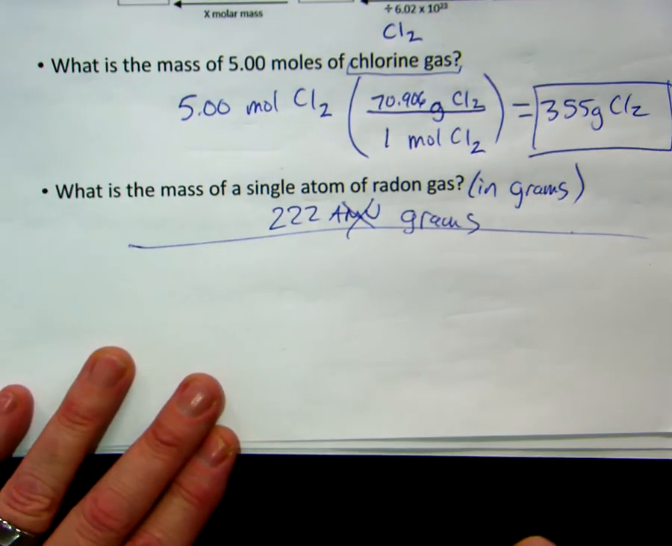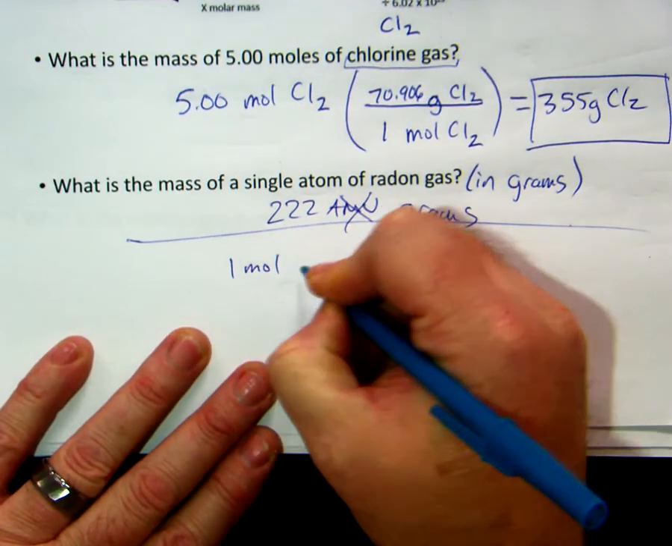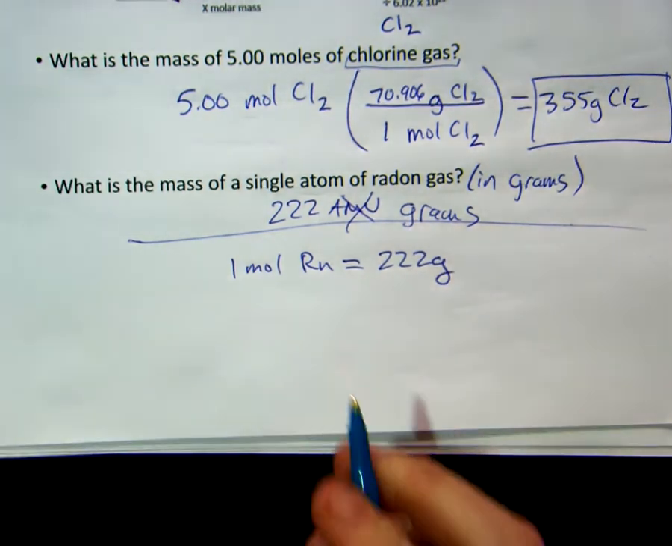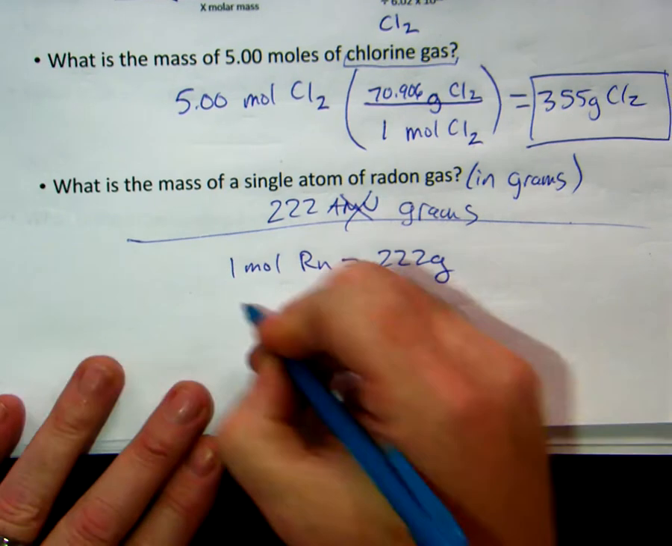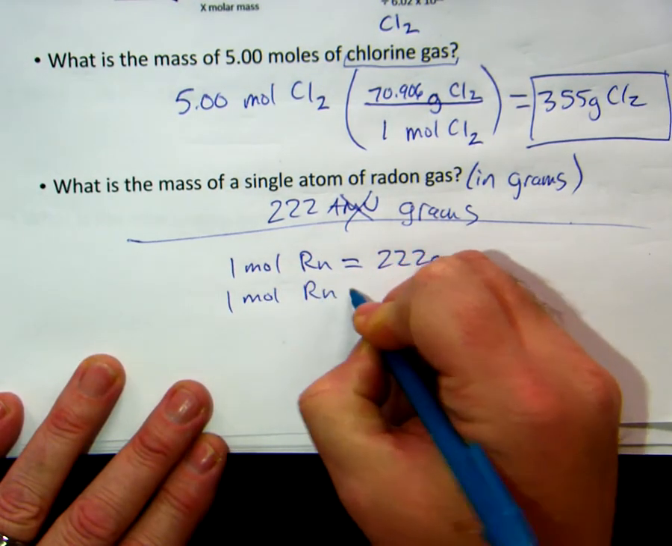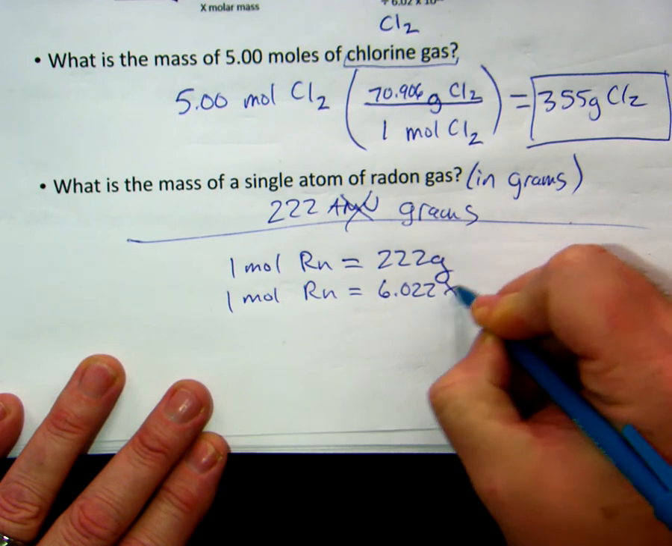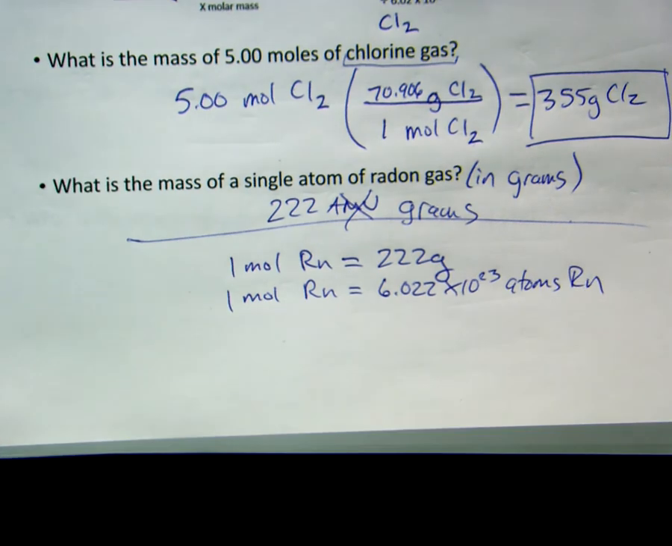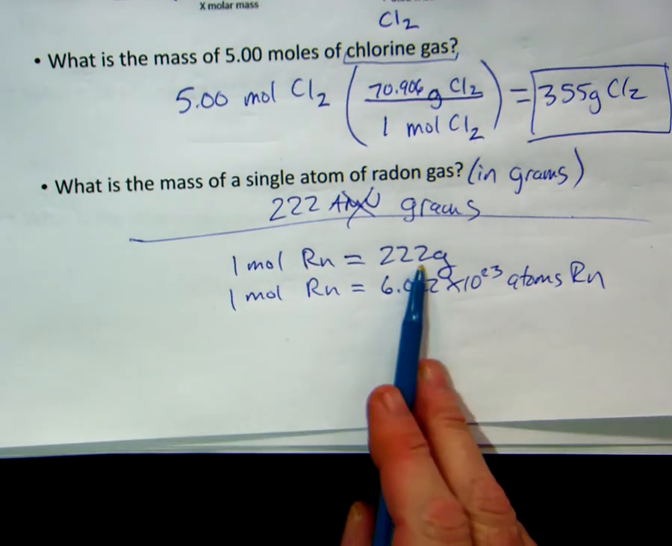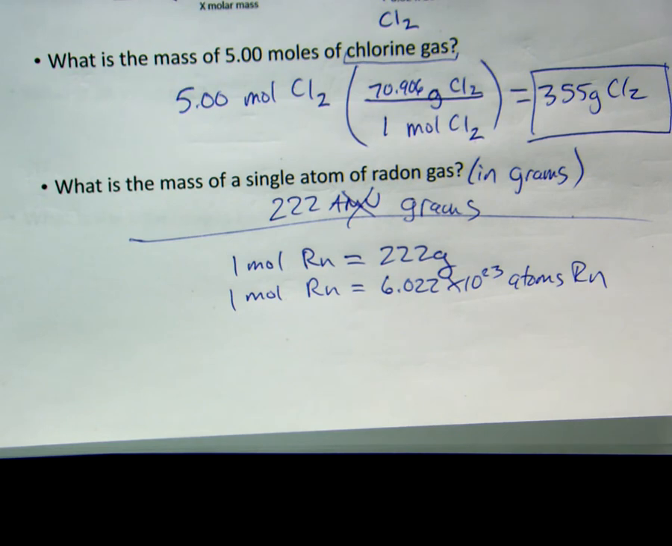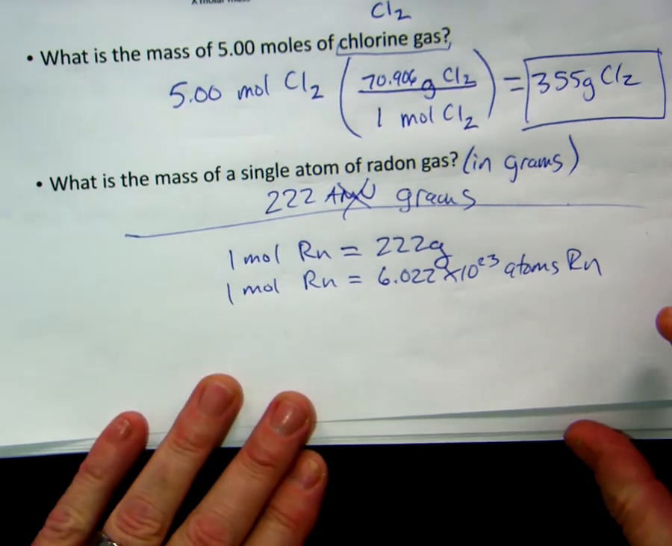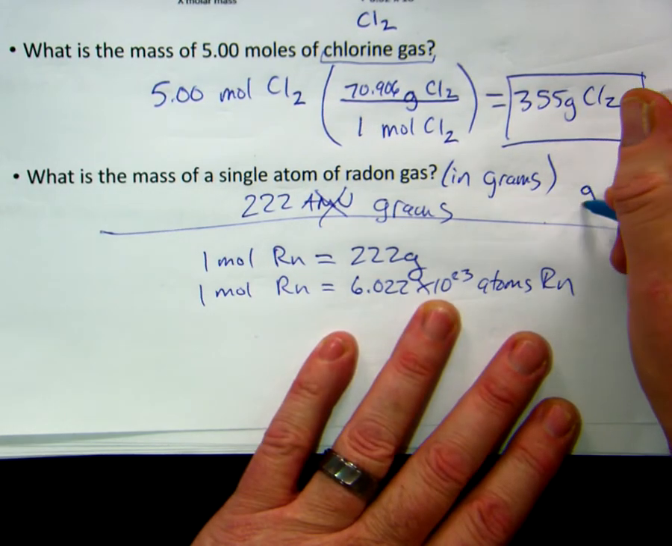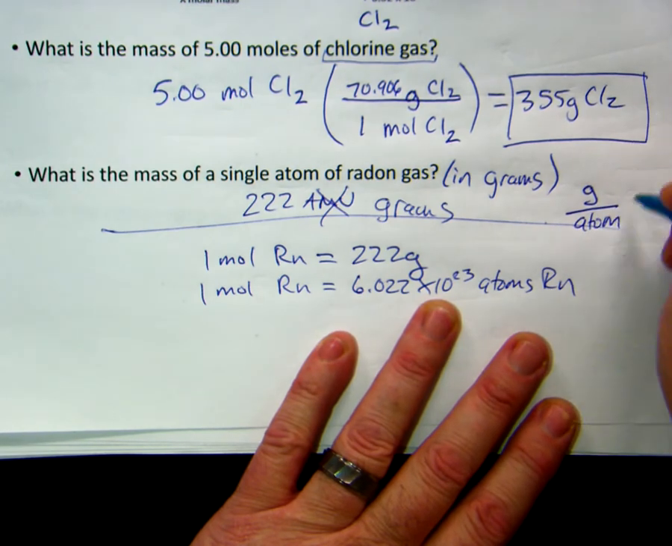All right, so if we have 1 mole of radon, we have 222 grams of radon. That's what the periodic table told us. But if we have 1 mole of radon, we also have 6.022 times 10 to the 23rd atoms of radon, because that's what a mole is. So if you have the same thing equaling 2 quantities, it's nice because you can solve for one of them. So what I'm looking for is the mass of a single atom of radon. So what I'm looking for is gram per atom. That's what my unit is going to be.